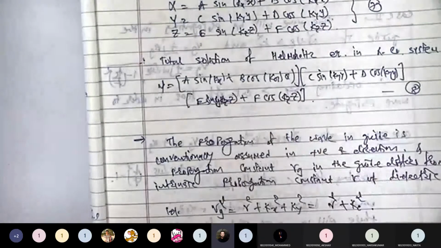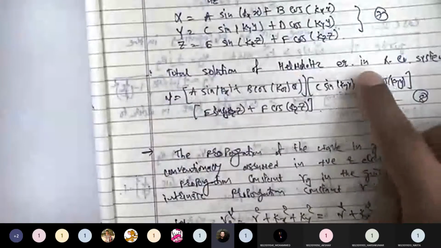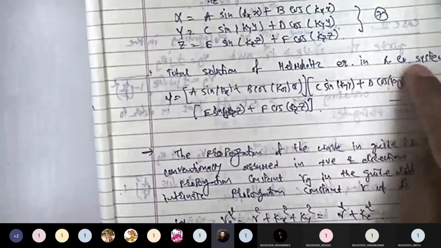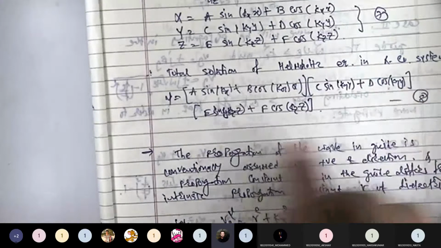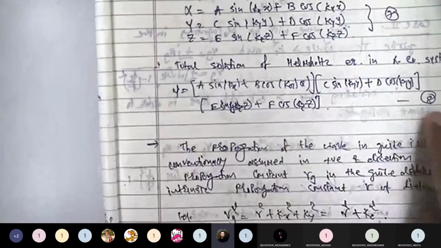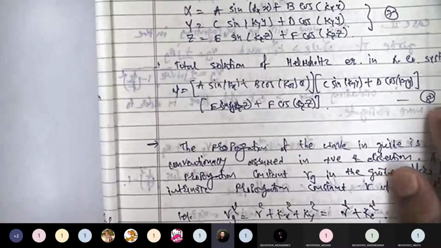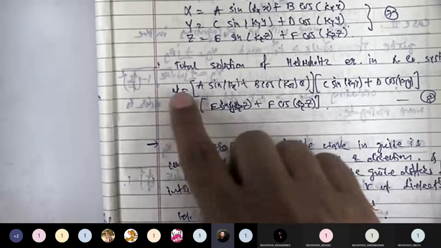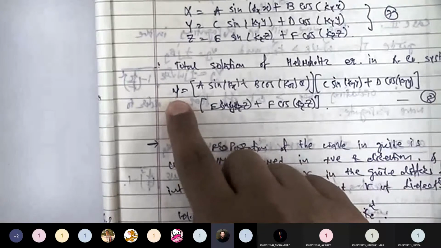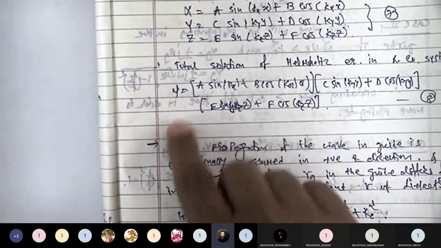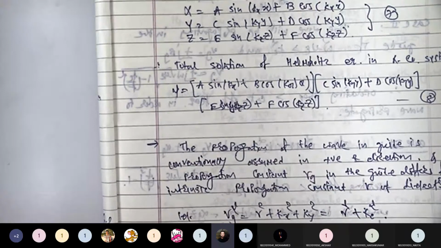So what does it indicate? Actually, we can say that now we have the final solution of these Helmholtz equations or wave equations in a rectangular coordinate system, which is nothing but this equation number 8. So this is our final solution of the wave equations in a rectangular coordinate system.